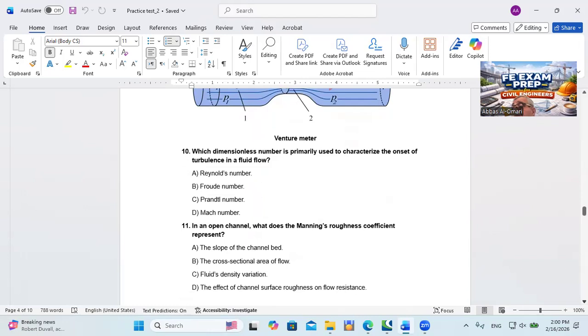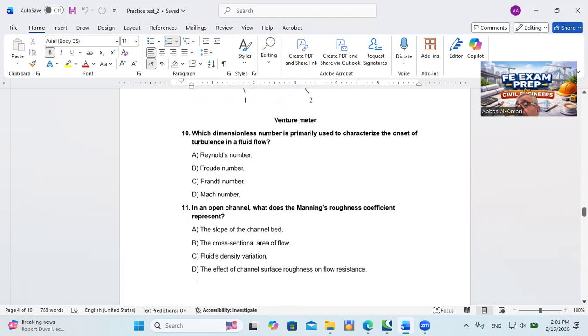Now the next question: which dimensionless number is primarily used to characterize the onset of turbulence in a fluid flow? We talked about laminar and turbulent flow. In pipe flow, the Reynolds number is used to classify the flow into laminar and turbulent. The answer is A. The Froude number is used for open channels, and Mach and Prandtl are different numbers. So the answer is A.